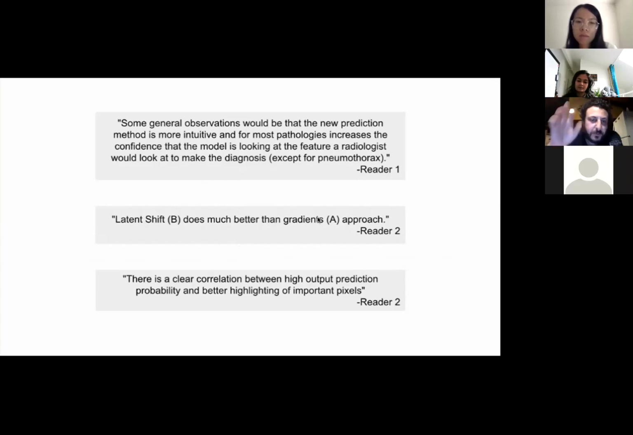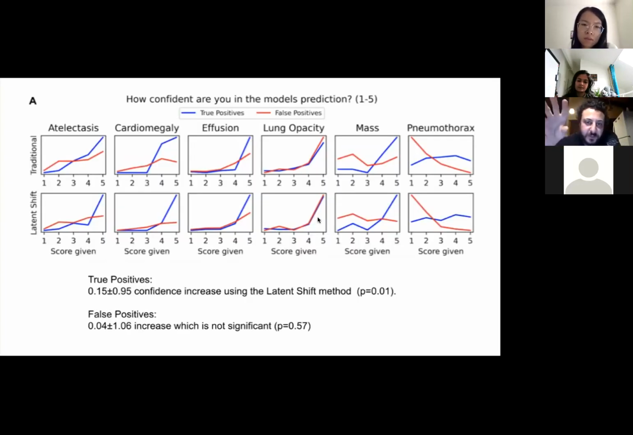Great. Okay, so if we look at these results, what we'd like to see between the true positives and false positives is a much bigger separation between these predictions. Something that looks like pneumothorax, right? Where for true positives, all the density is at 5, and then for false positives, all the density is at 1, right? Except unfortunately, we don't observe that.